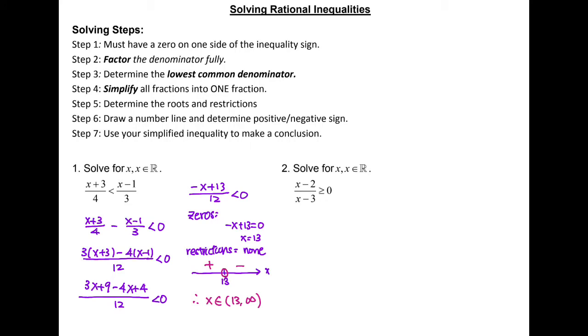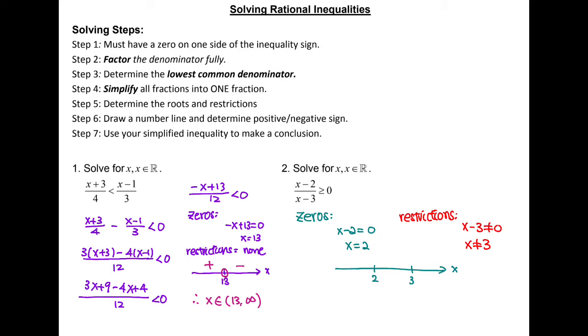Example 2. Now we have another rational inequality that is already simplified and has a 0 on one side of the inequality. So, let's find the zeros. x minus 2 equals 0 means x equals 2. Restrictions. x minus 3 can never be 0, which means x can never be 3. Let's put it on the number line and check the positive and negative sign.